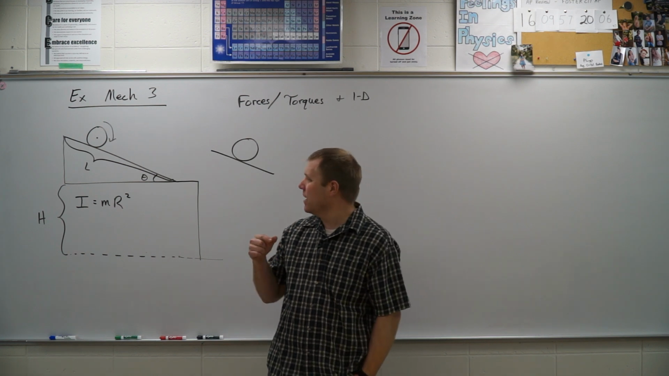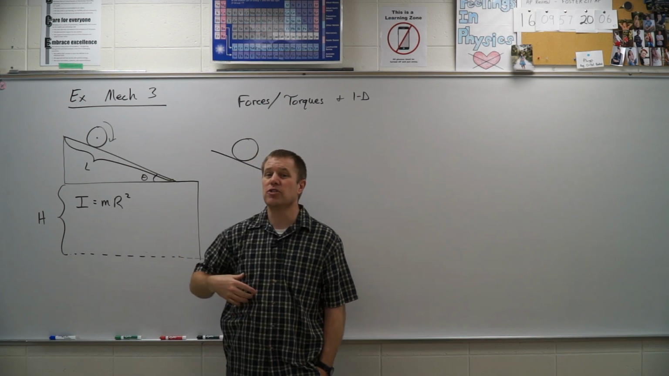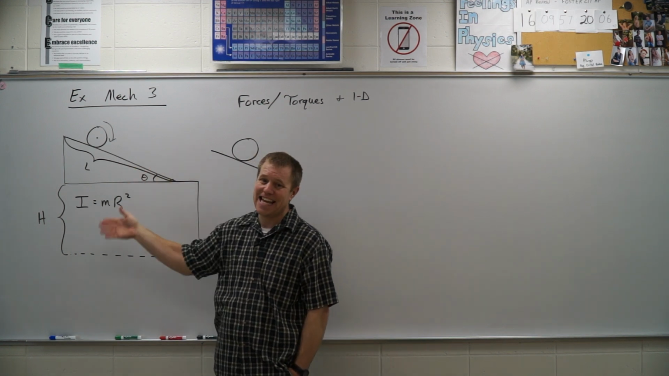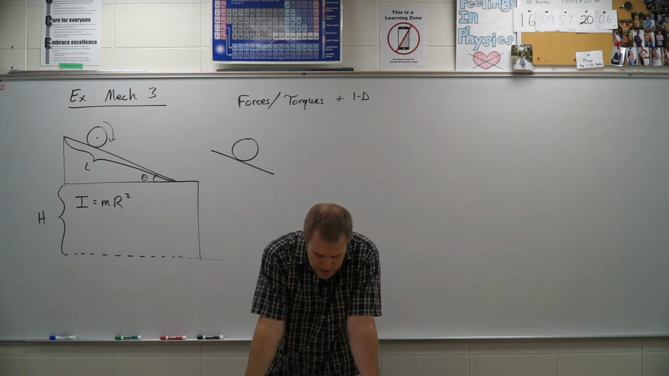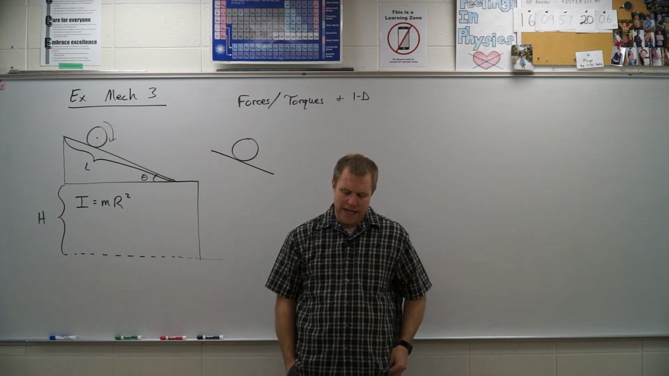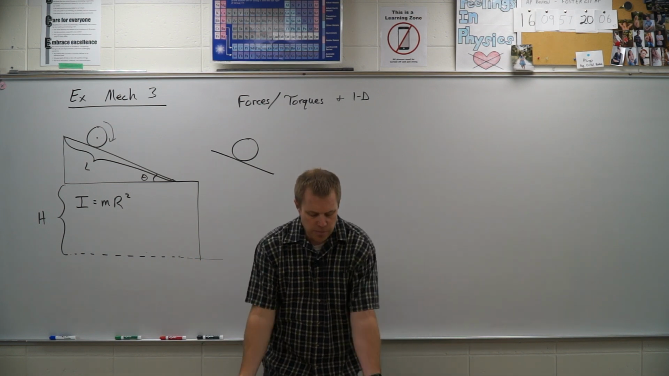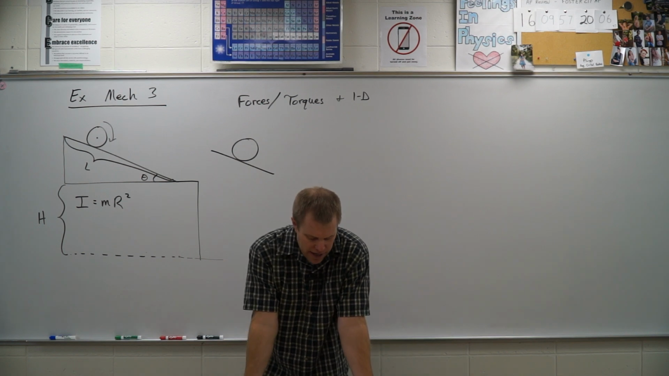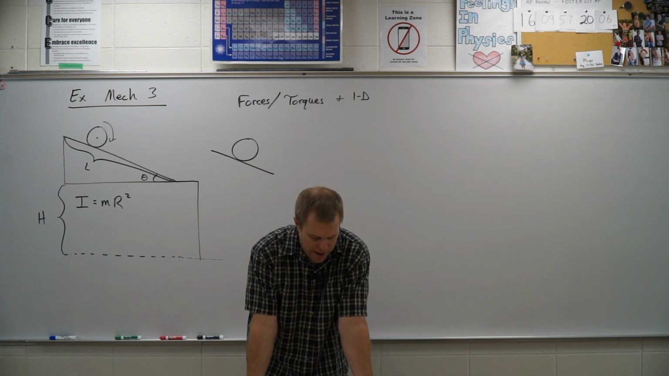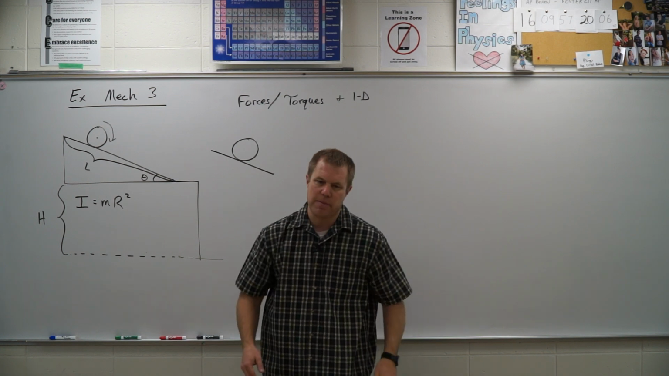Rolls without slipping, that tells me that the linear speed that the hoop is moving at is equal to the angular speed times the radius it's rolling on, which in this case is its radius. Express all algebraic answers in terms of the given quantities and fundamental constants like g for acceleration. So part A says derive an expression for the acceleration of the center of mass of the hoop as it rolls down the ramp. Part B says derive an expression for the speed of the center of mass of the hoop when it reaches the bottom of the ramp.